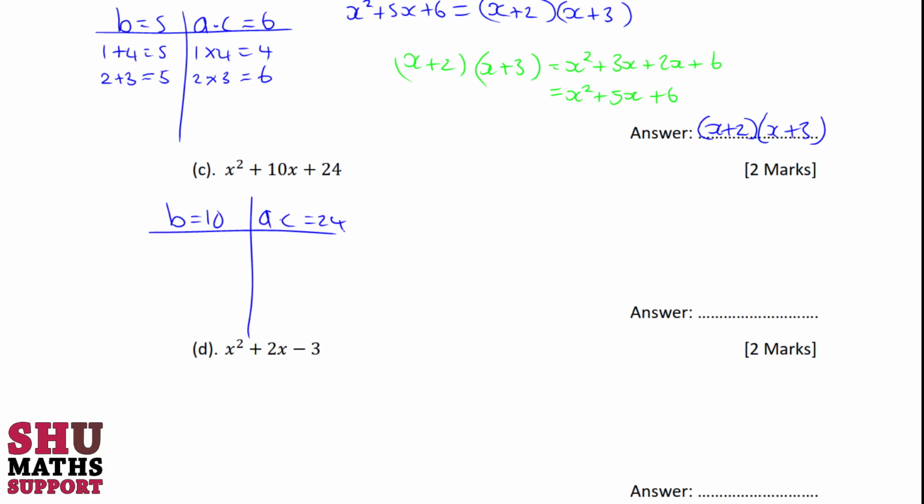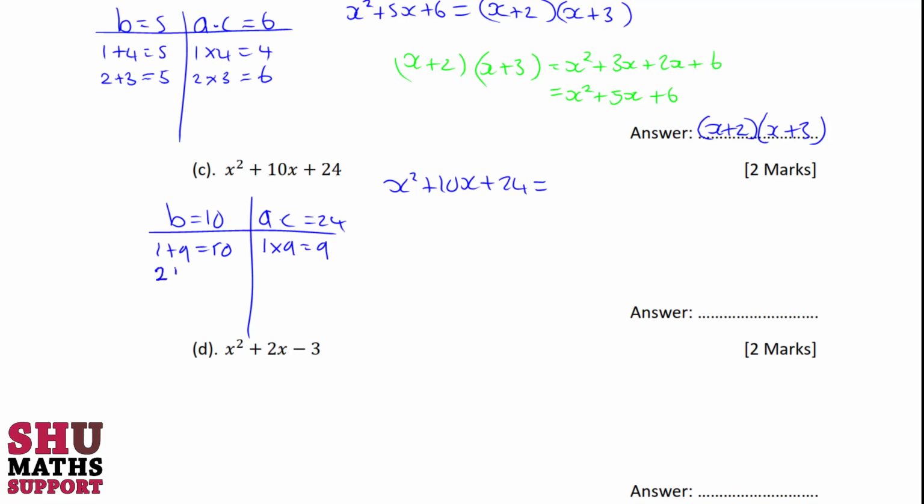So we want to work out x squared plus 10x plus 24. And we'll start with 1 plus 9. So 1 plus 9 is equal to 10, and 1 times 9 is equal to 9. So 1 and 9 aren't any good.